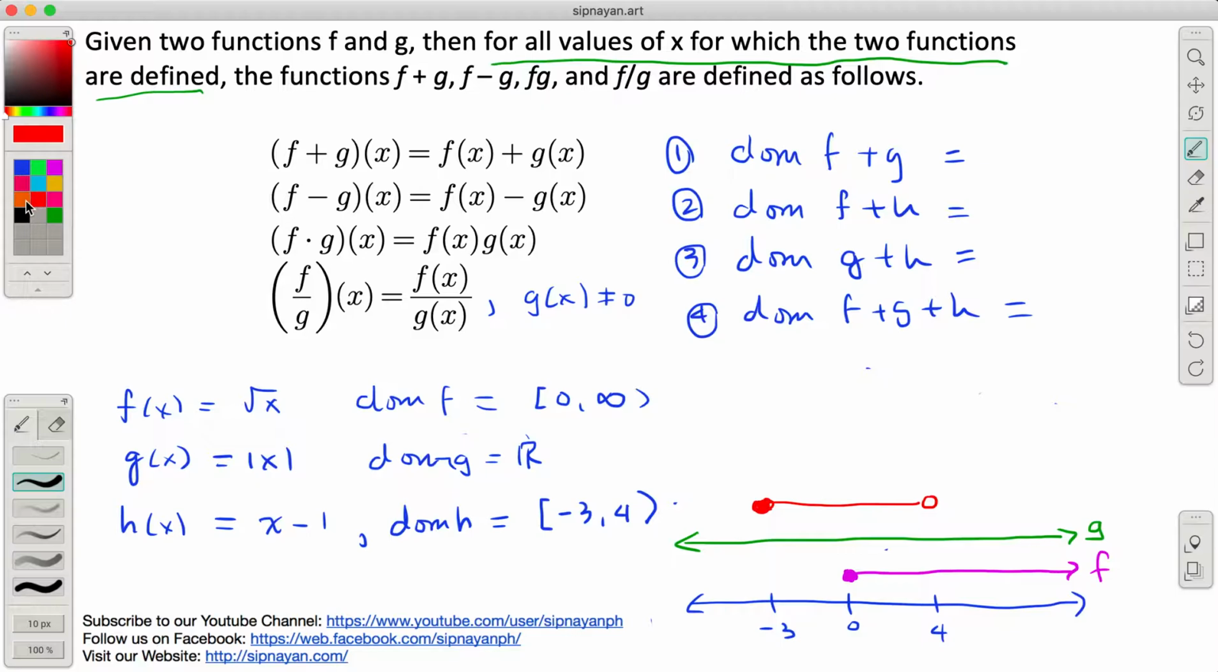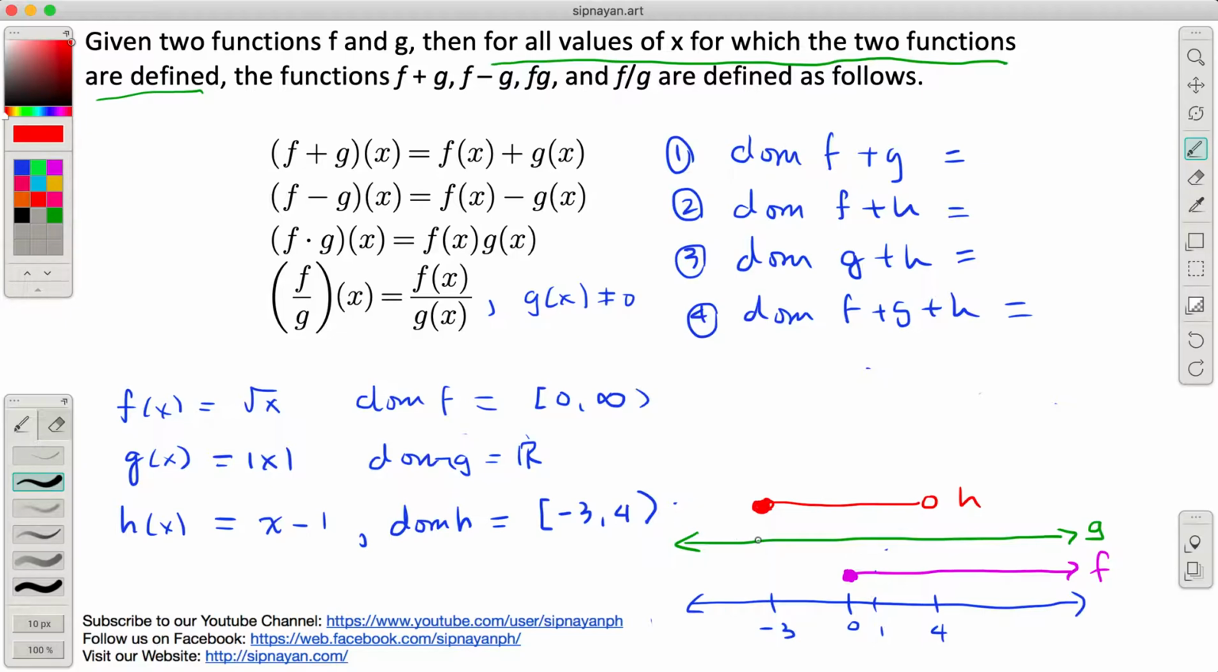For example, at x equals negative 1, at x equals 1, ibig sabihin, nandito yung f natin, mayroon tayong f defined, mayroon tayong g defined, tsaka mayroon tayong h. This is h, yung red. So, yung tatlong functions defined siya at x equals 1. What about at x equals 4? Defined yung ating f. Defined ang g, pero undefined yung h natin kasi hindi kasama yung 4 sa h.